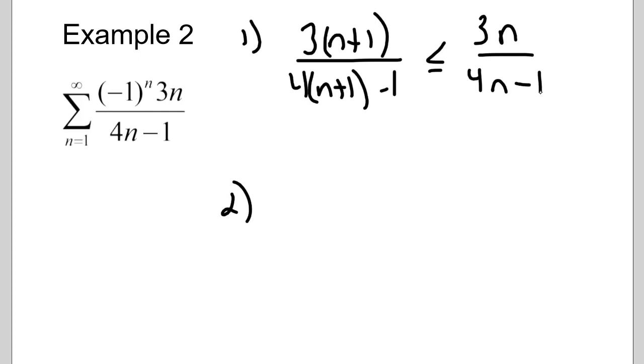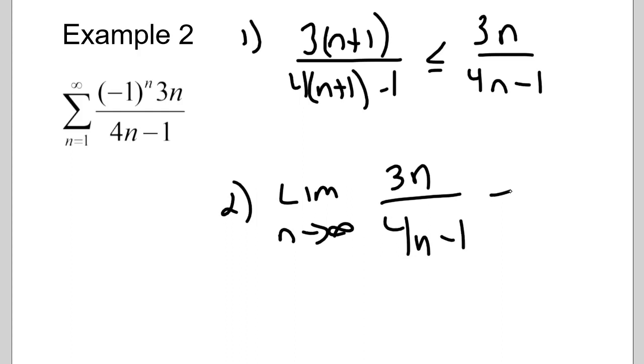to make it work. But if we look at the second criteria, it says the limit as n goes to infinity of 3n over 4n minus 1 has to equal 0. Problem is, this one doesn't equal 0. This one actually equals 3/4. So it does not equal 0. So this fails the alternating series test, so it is not convergent.